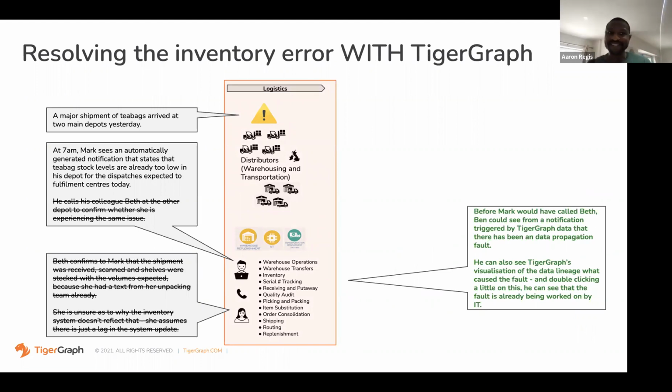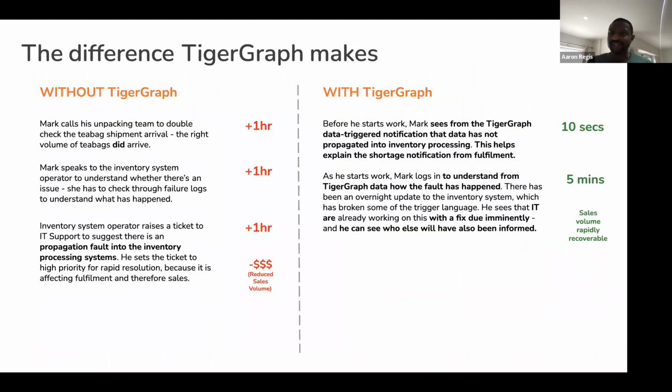Mark might come in the morning and see that notification to say that stocks are low, but he'd also see a notification from the TigerGraph application basically saying that there's been a fault with the data propagation. Once he goes into the application, with a few clicks he could easily see where the problem is, and even a status update saying that the IT team are already working on the issue. So what this effectively means is that without TigerGraph, a lot of time is being consumed, several hours, and a potential of reduced sales. With the TigerGraph application, this is now 5 minutes to resolve the problem and to understand what's going on.